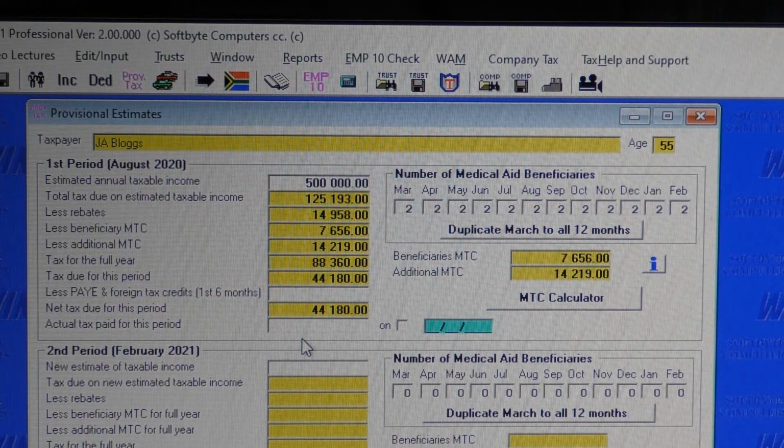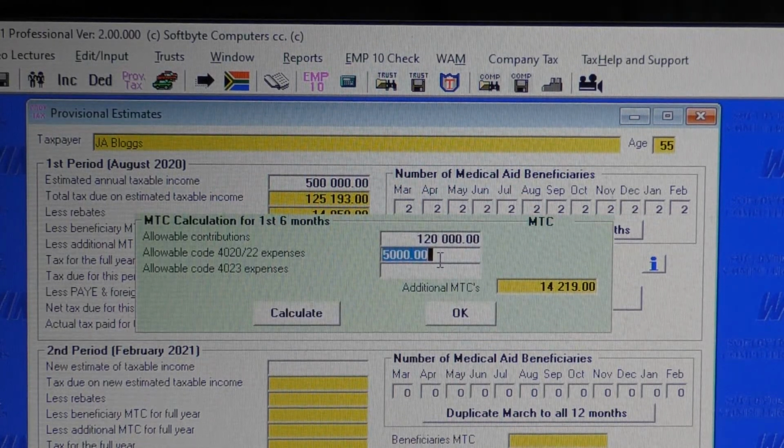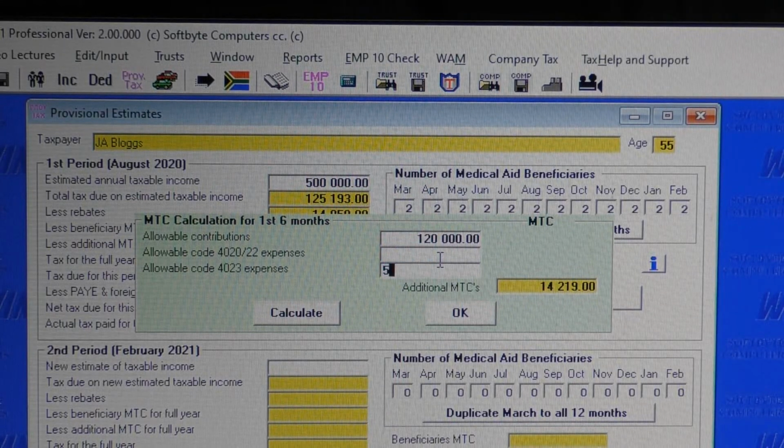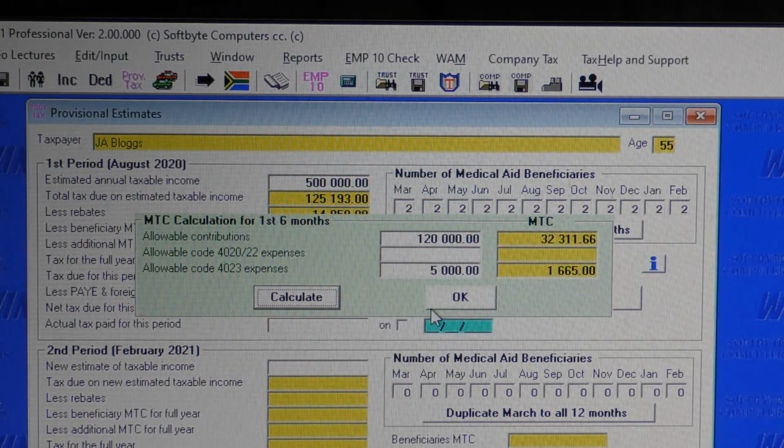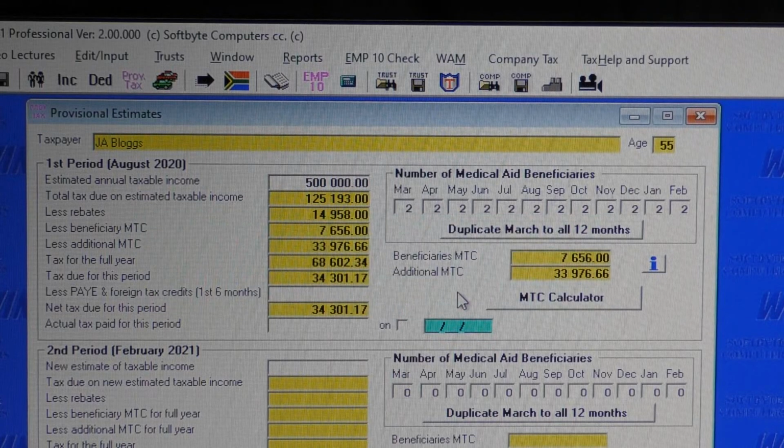The Prov Tax screen uses the taxpayer's age to calculate primary rebates and medical tax credits. If this taxpayer was not yet 65, but one of the beneficiaries suffered from a disability, then you would enter the out-of-pocket expenses as code 4023, and this shows a further reduction of another 11,000 Rand in the provisional payment due.